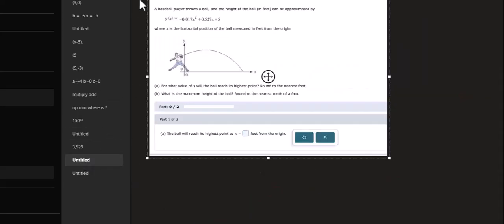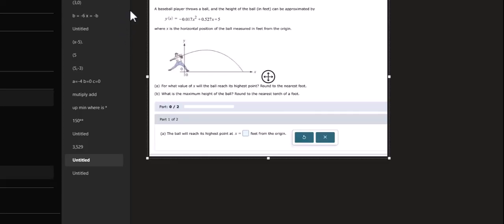A baseball player throws a ball, and the height of the ball can be approximated by that, where x is the horizontal position of the ball measured in feet from the origin. For what value of x will the ball reach its highest point? Round to the nearest foot. Okay, so it's saying for what value of x? You know it's the x. It's asking for the x.